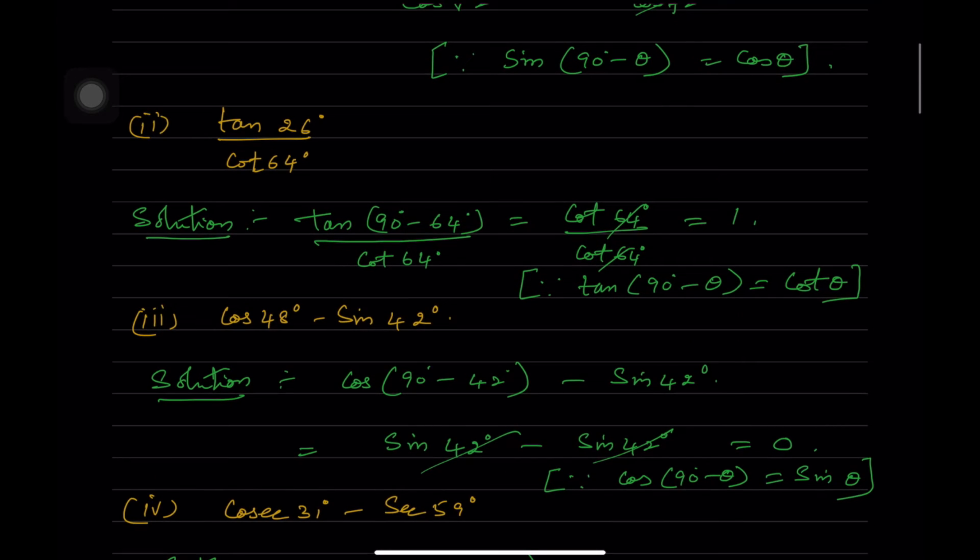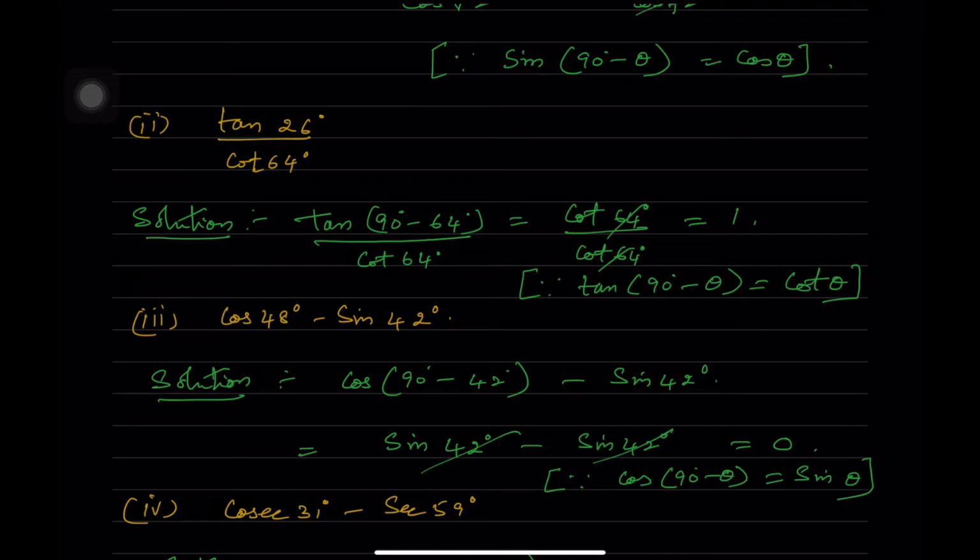Next, we have tan 26 by cot 64. Only the top value we have to change. You have to write it in terms of 90 minus the down value. So it is tan of 90 minus 64 by cot 64, which is equal to cot 64 by cot 64, since tan of 90 minus theta is cot theta. So it becomes 1.